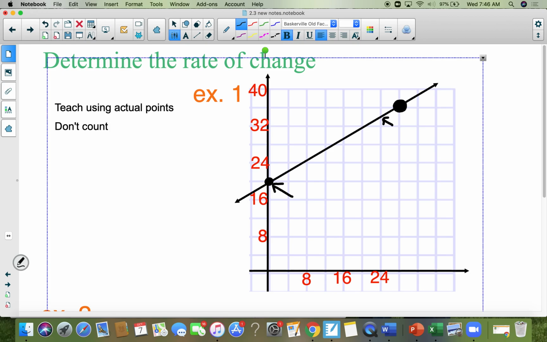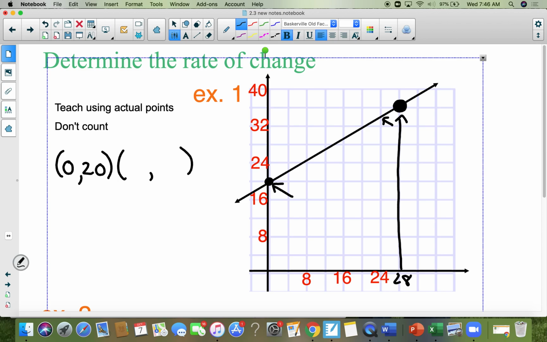So all I'm going to do is I have to list my points in this example. This is counting by 4s, so this is 0, 20 for that point. It's counting by 4s, so that makes that this is 28.